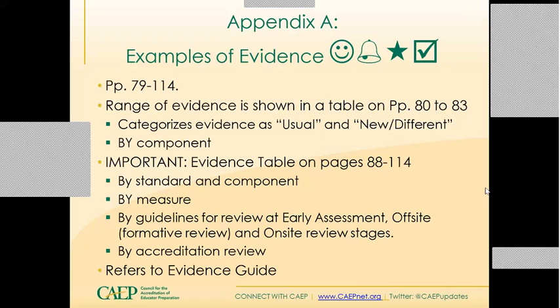Then how those measures are going to be reviewed. And last of all, how the accreditation review is going to proceed. So for example, it breaks it down into the early assessment part of the process. So if you submit assessments and scoring guides for early review, how is that going to be reviewed by CAPE? Then it tells you how the off-site review, what kind of information you'll get, and then finally for the on-site review.